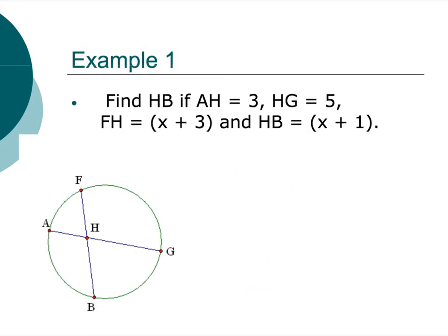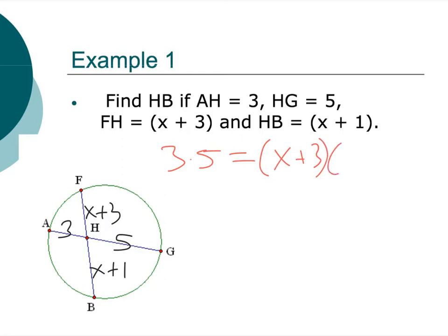Let's do some practice problems. Okie dokie. We've got FH is x plus 3. We've got HB is x plus 1. And I've got AH is 3. And HG is 5. Well, if I take my new theorems, I've got 3 times 5. This is the chord. 3 times 5 is equal to x plus 3 times x plus 5.